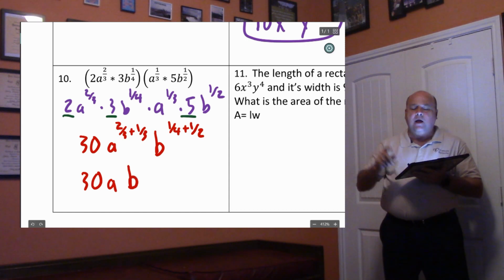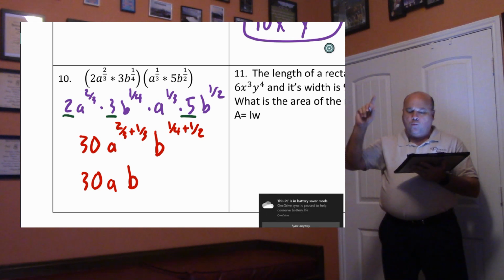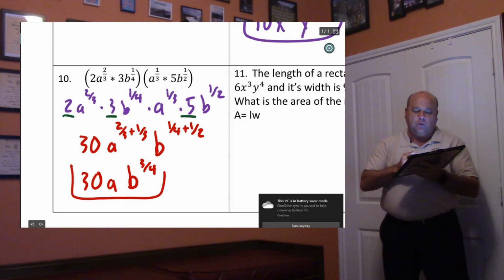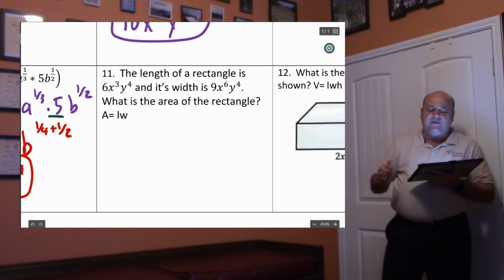Write down your B. What's 1/4 plus 1/2? 1/4 plus 1/2 is 3/4. I'm not using the calculator here. You would need to use the calculator if you can't do that. 1/4 plus 1/2 is 3/4. This right here would be my answer. And we're almost done. Let's go to number 11.